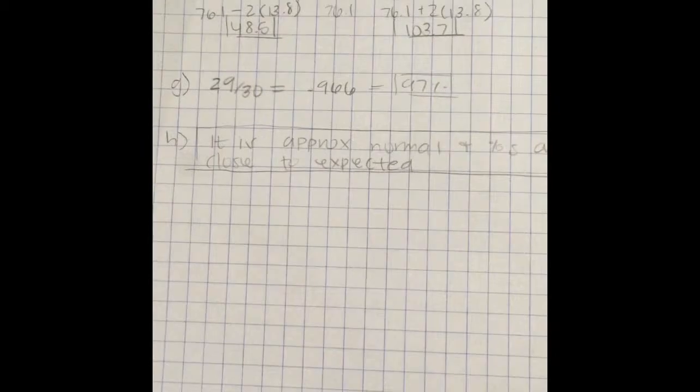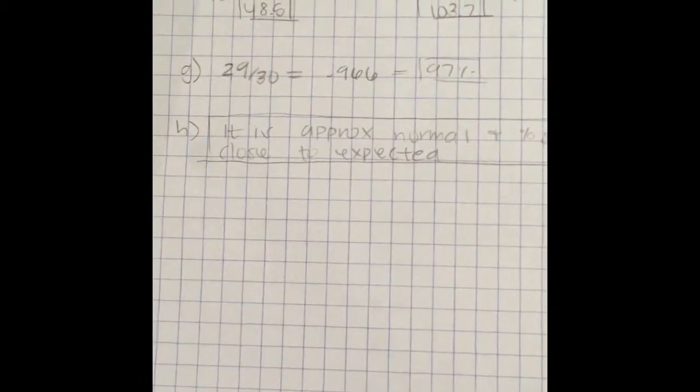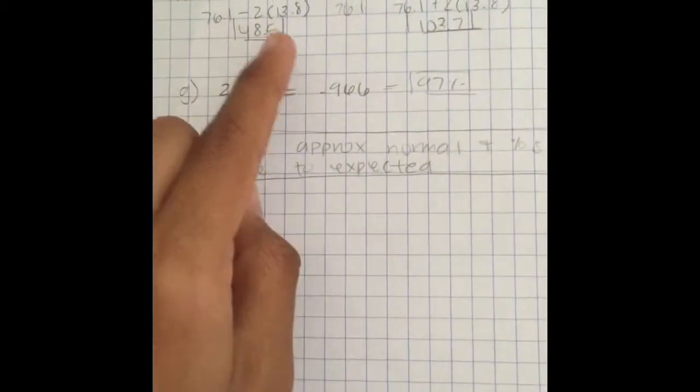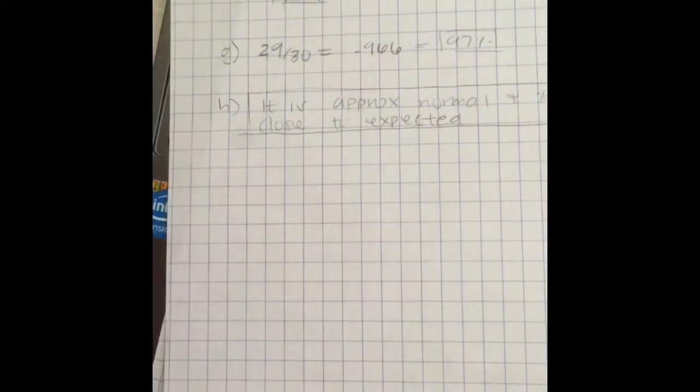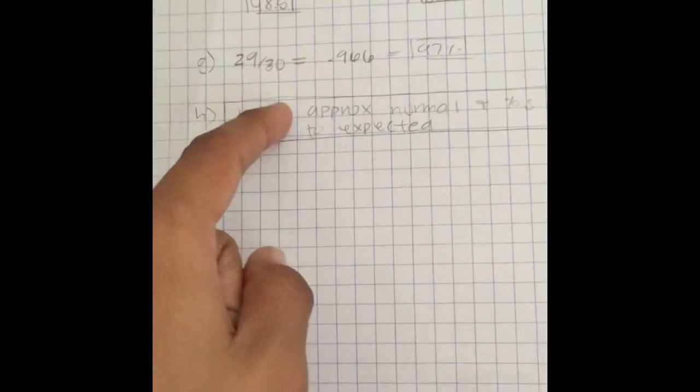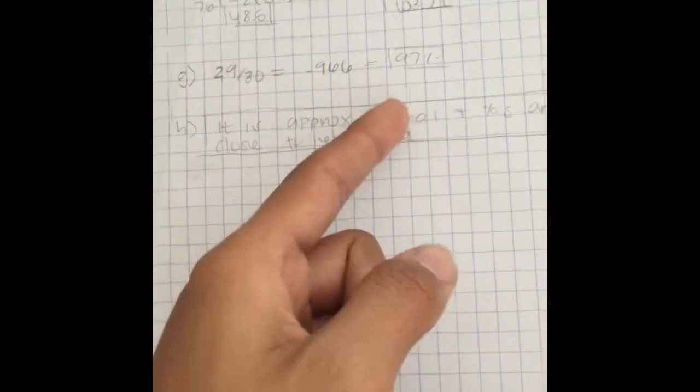Then F is just asking the same thing, but with 2 standard deviations. To do that, you just subtract 1 standard deviation, but times it by 2, and you get 48.5. And then for the right side, you just add 2 times 13.8, and you get 103.7. And then to calculate that, you just divide 29 by 30, and that's 0.966, which is about 97%.